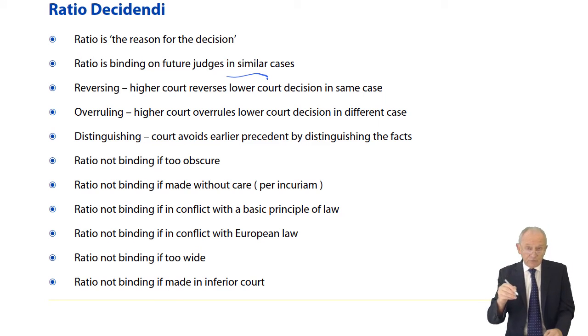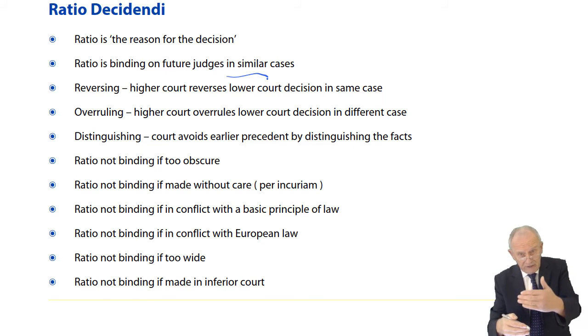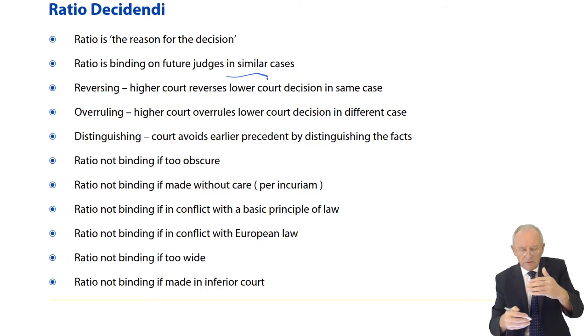But then we have these three things. We have reversing, overruling, and distinguishing. A decision is reached in the High Court, but the loser is not happy. So he appeals that to the Court of Appeal, or maybe even leapfrogs the Court of Appeal and moves into the Supreme Court, what used to be called the House of Lords, the Supreme Court in England and Wales.